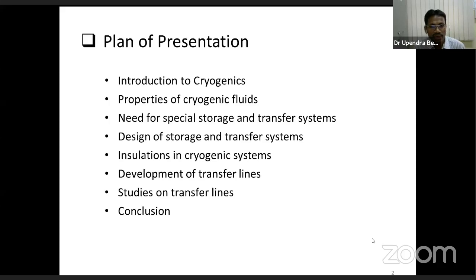Transfer lines in our lab and some studies thereon, and we'll end the talk with the conclusion.